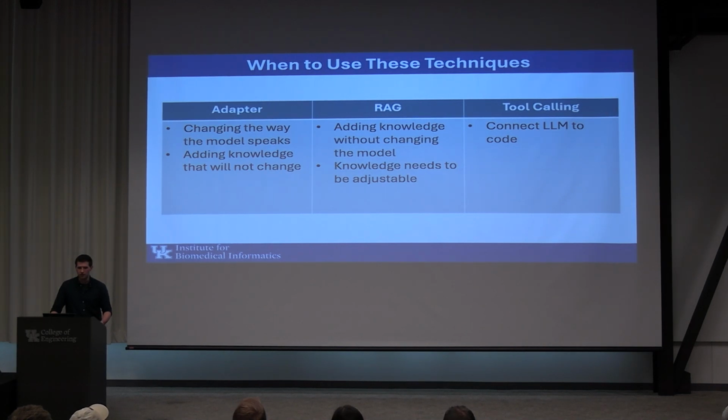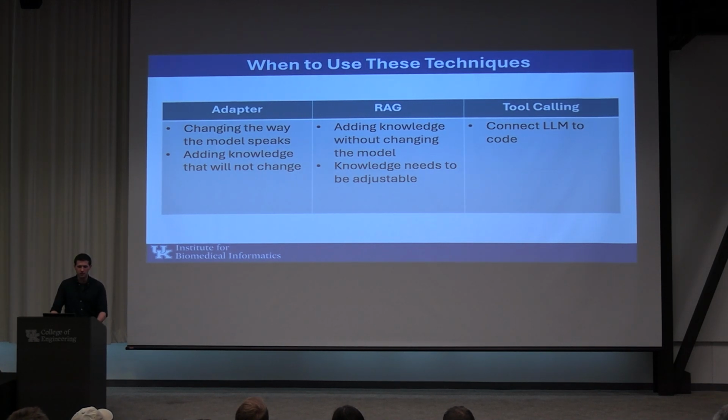So when do you use each one of these techniques in practice? When do you use adapters versus RAG versus tool calling? Adapters are really good at changing the way that the model speaks. So if you want the model to talk in a certain way that it doesn't really talk now, or if you want to add specific knowledge and make it an expert in a certain field, and it's information that is not going to change and you won't have to retrain the adapter, then that would be a good way to go about it.